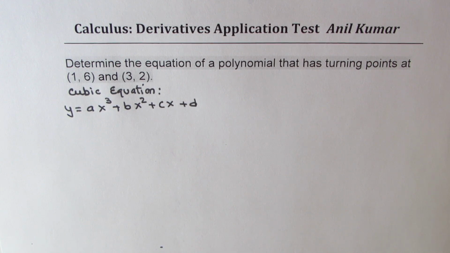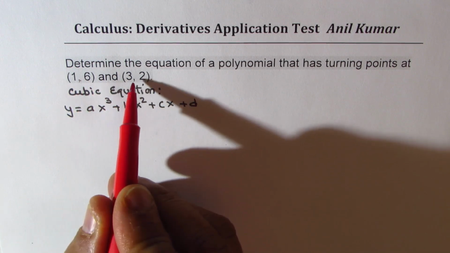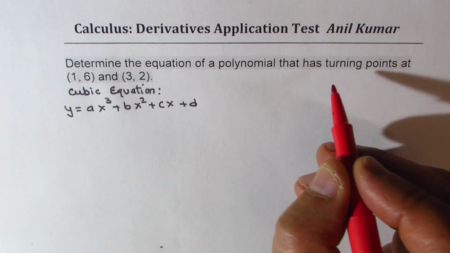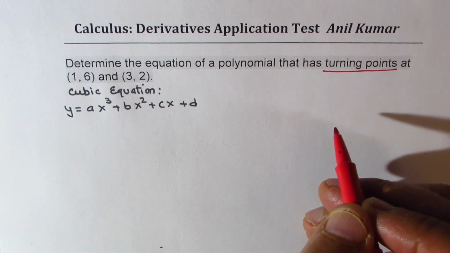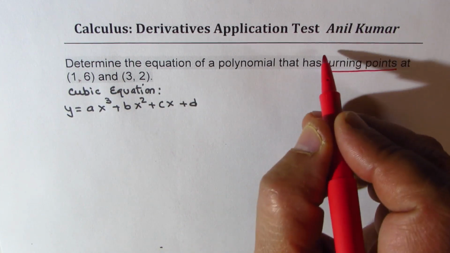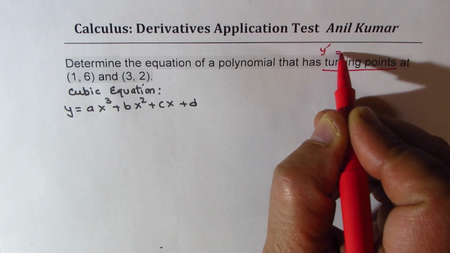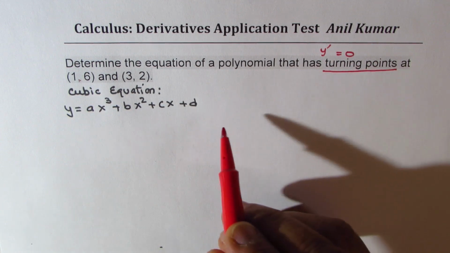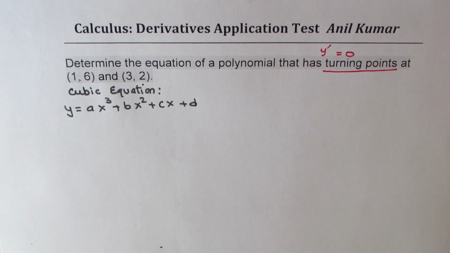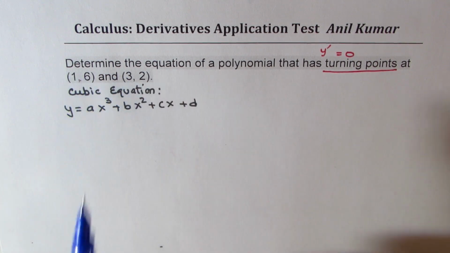So we are going to get two equations from the given points and then two equations from the information about turning points. Turning point means what? Turning point means that the derivative is equal to 0, right? So that is going to give us two more equations. So we'll have four equations to solve. So it's more or less a question based on simultaneous equations, right? So let's begin by writing the first two equations by using these two points.